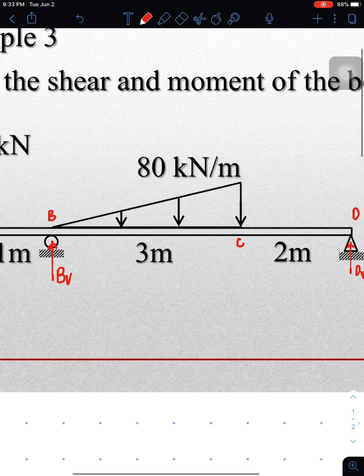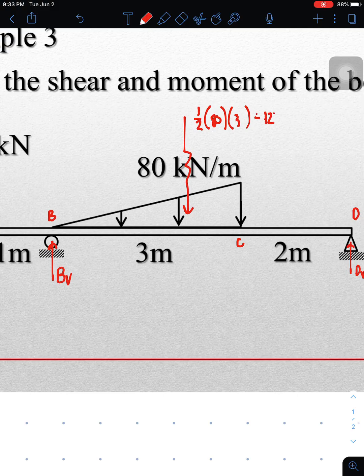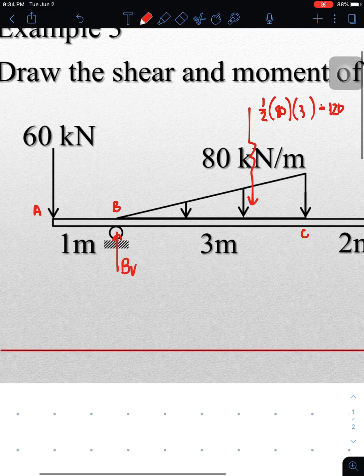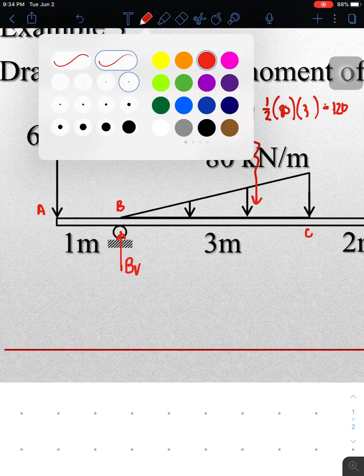And since we have a distribution, somehow the value here is 1/2 of 80 times 3. So 80 times 3 is 240 divided by 2, that's 120. Okay. Right, so let's solve for BV.